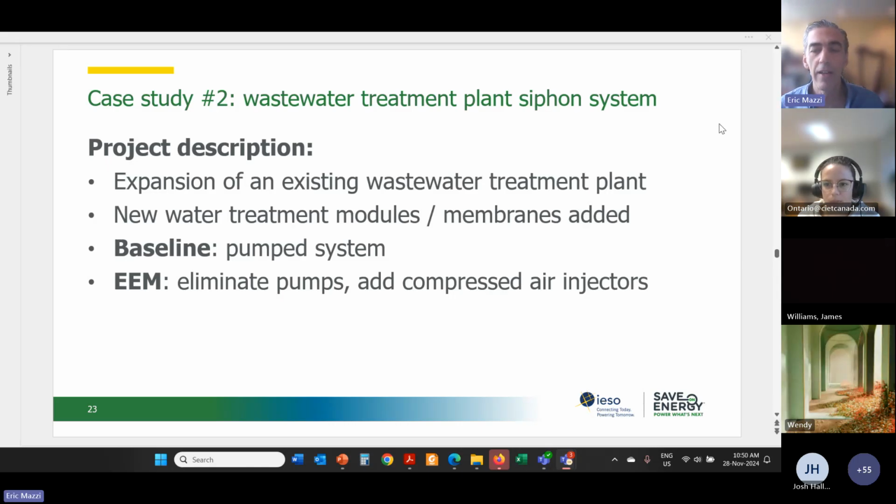All right, so this is a different kind of system, very interesting. This was an expansion of an existing wastewater treatment plant where new water treatment modules and membranes were added. The baseline would have been a pumped design. In the design of it, they were able to eliminate the pumps and use gravity and siphon instead. There was a requirement for some compressed air injectors, which was a small power consumption. So that's the project.